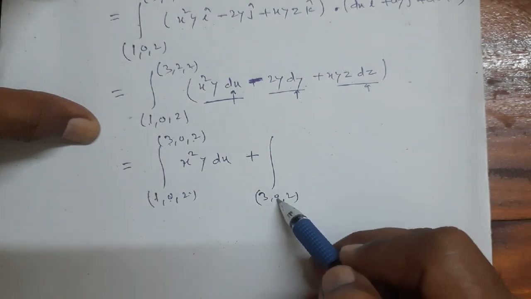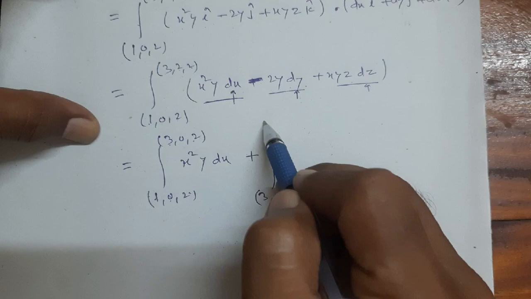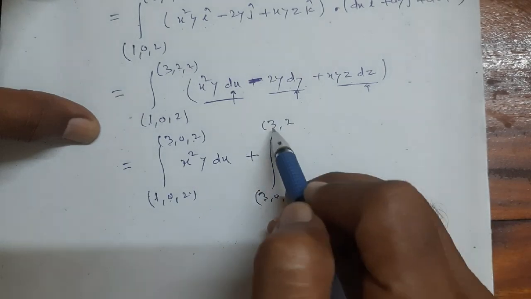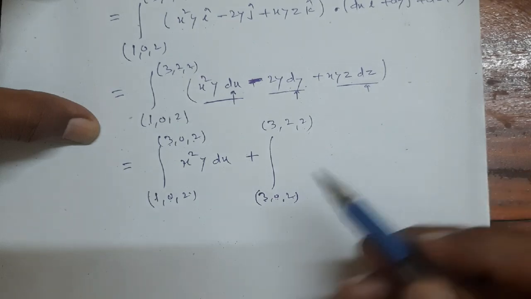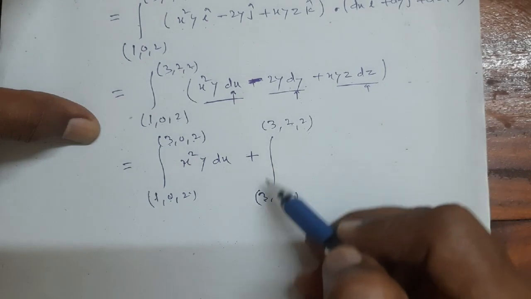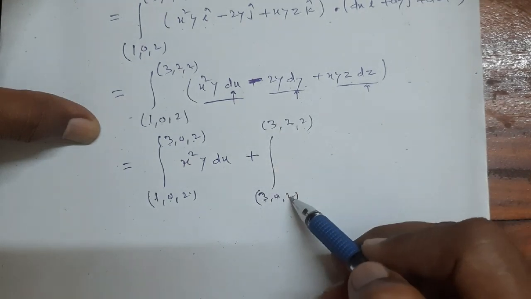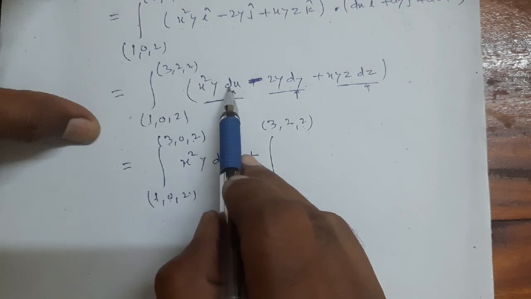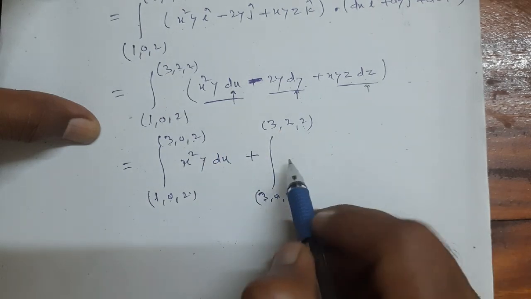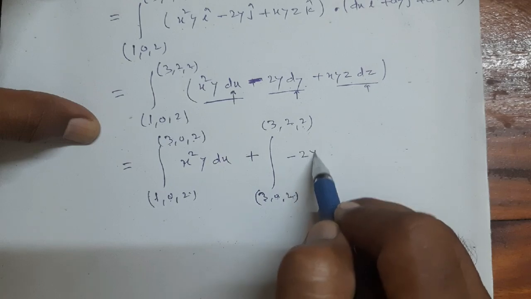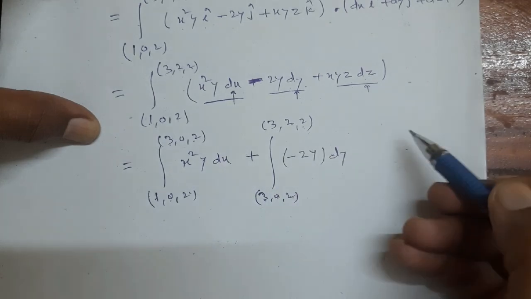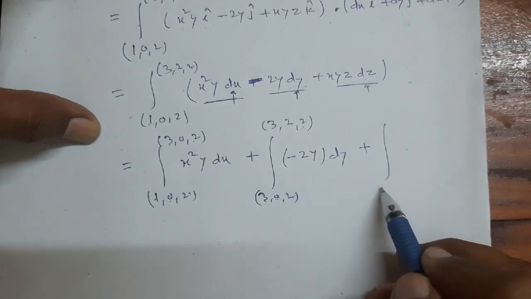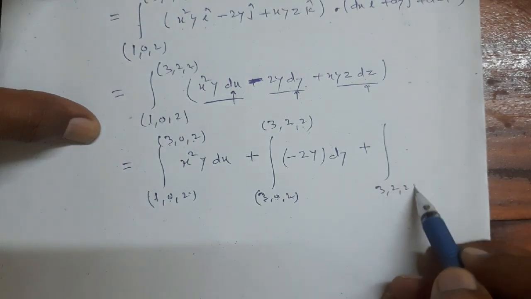Now I will change the value of y from 0 to 2, and I will be integrating from 3, 0, 2 to 3, 2, 2. That means here I am changing only y. x remains constant, z remains constant, and therefore there is no need to consider the terms associated with dx and dz. Only I will consider the term minus 2y dy and plus. Again I will have to integrate from 3, 2, 2.